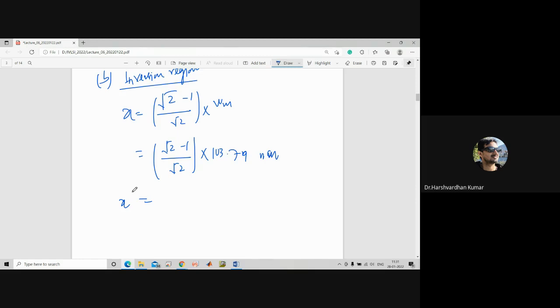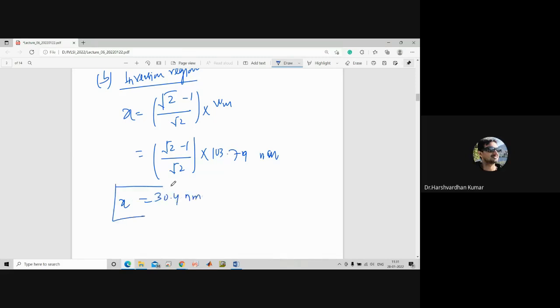Minus 1 by under root 2. Calculate and tell me the value. 103.79. So what will be the value? 30.4. Yes. Good. Nearly 30.4 nanometer.